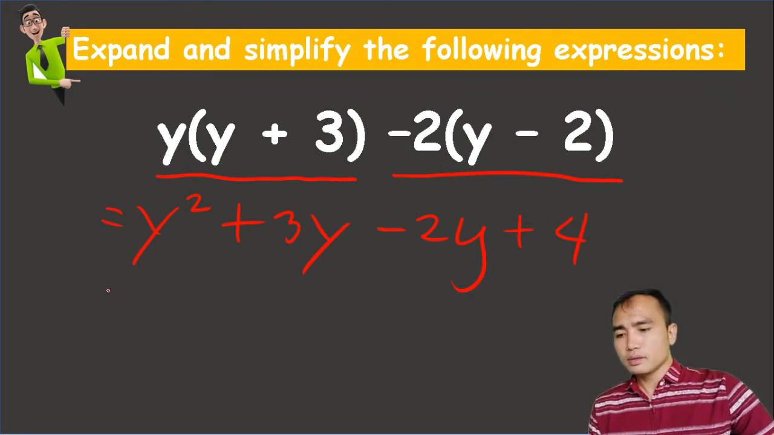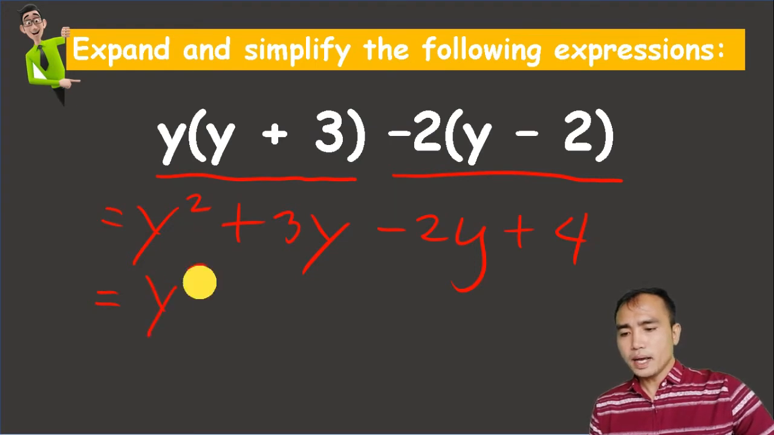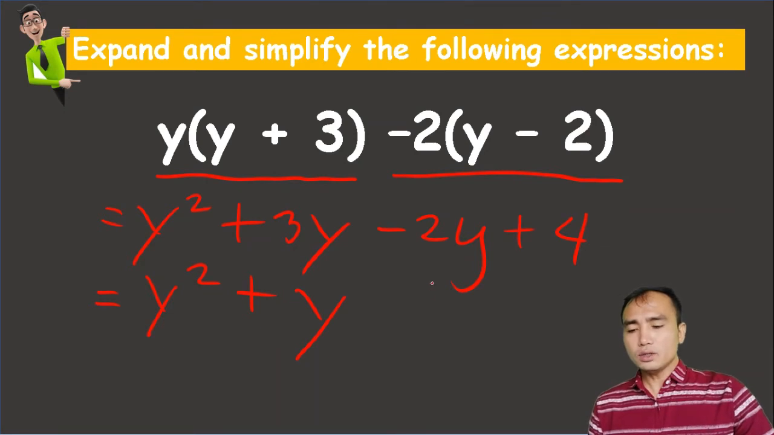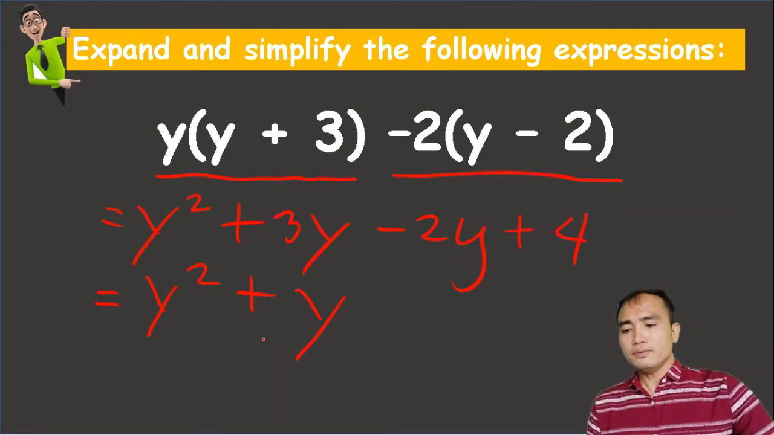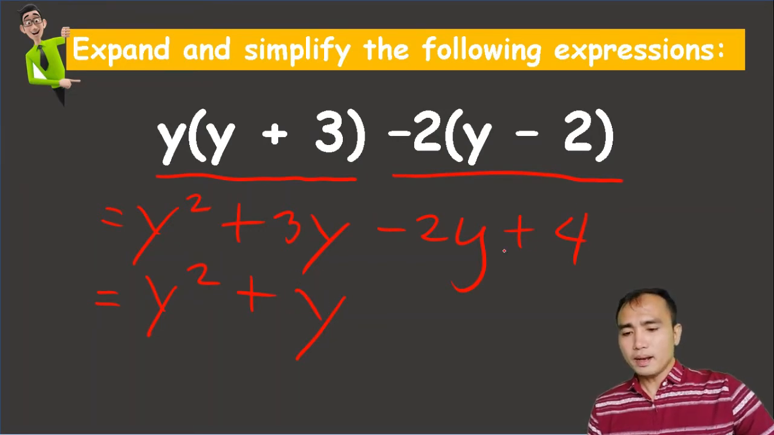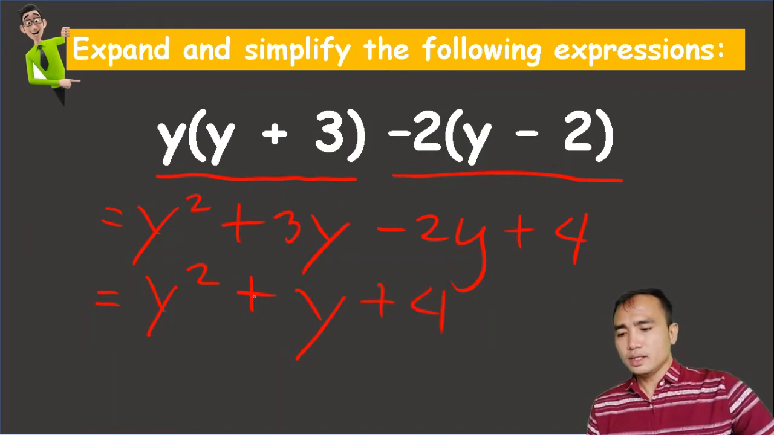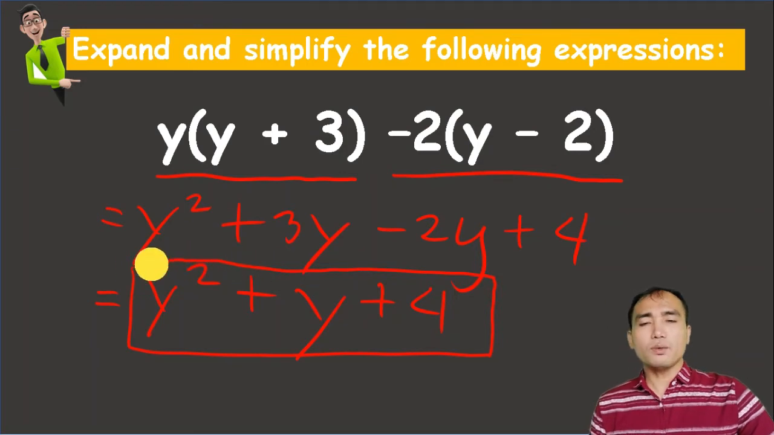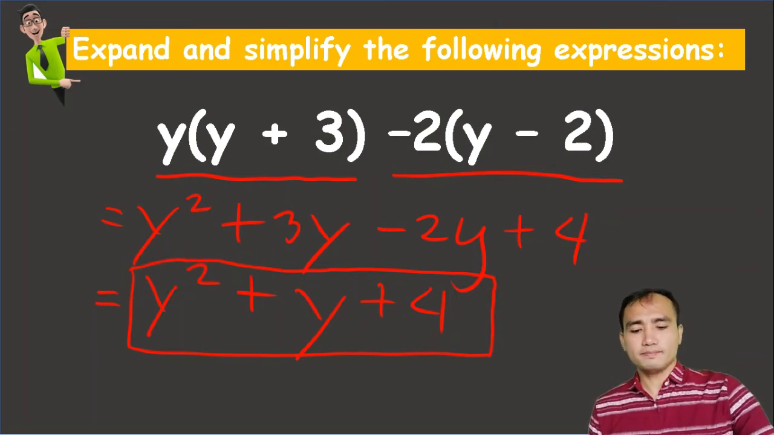Okay, combine like terms. y squared plus y, because 3y minus 2y is equal to 1y. So no need to write 1 in front of y, because it is understood that there's a 1 in front of y, and then plus 4. So this is our simplified expression, y squared plus y plus 4.